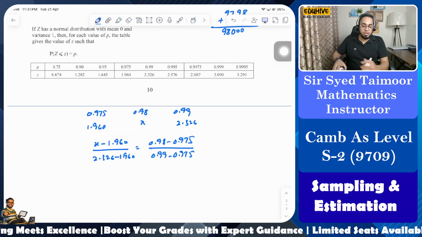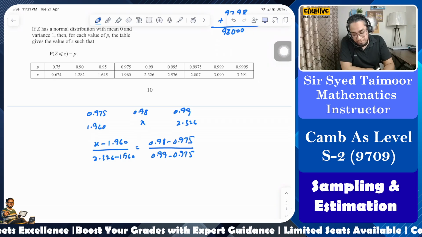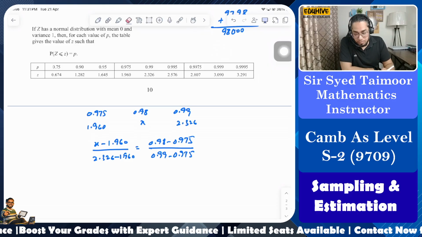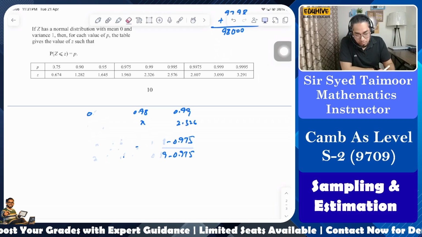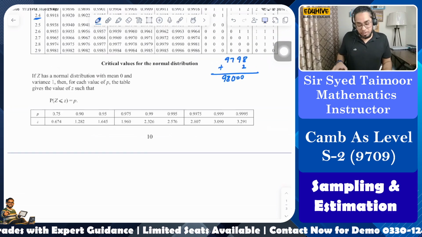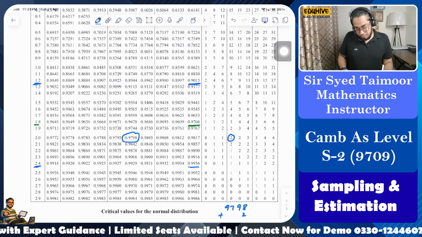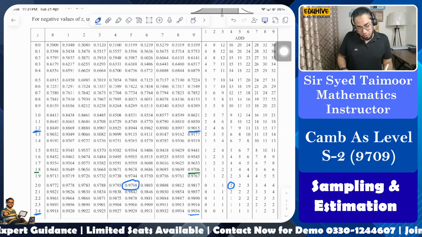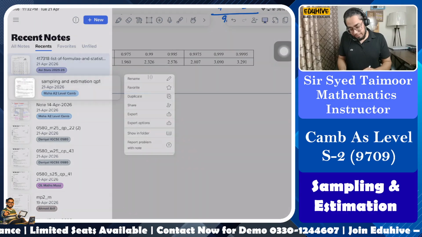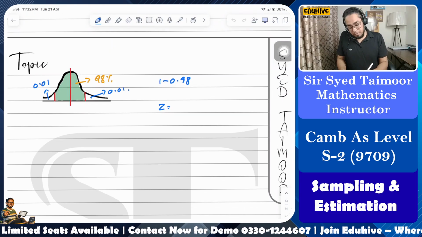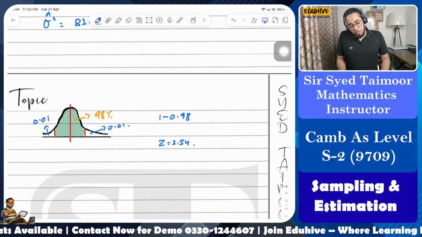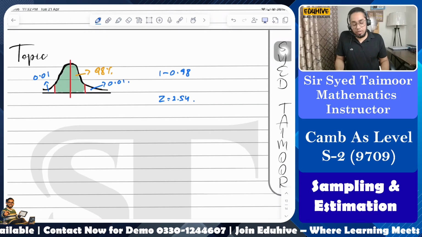2.02, I'm getting a different thing over here. We got the 98% now. Just use that one. 98%. What you got? 2.54. Okay. 2.54. Okay. Then furthermore, what we have to do?